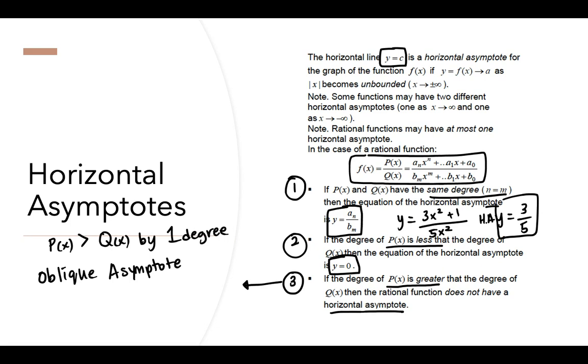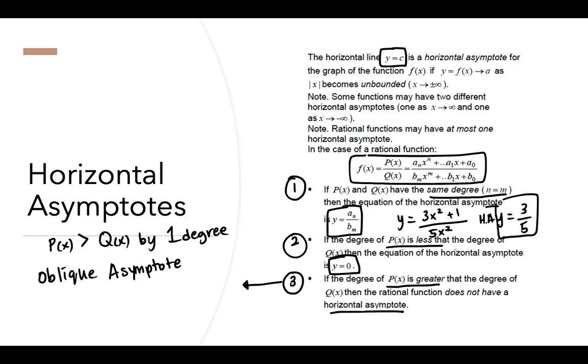So oblique asymptotes only exist if there is no horizontal asymptote. You cannot have both. It's one or the other. So therefore, how do you find the oblique asymptote?